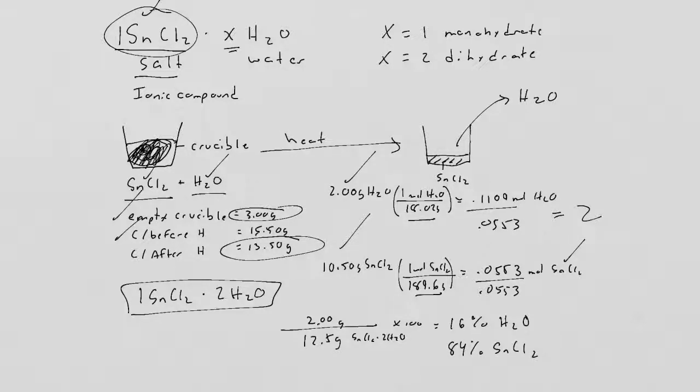So you have 2 types of problems. One, you can determine the empirical formula. Just make sure you understand what you have in your data. You have an empty crucible. You have the crucible with the salt and the water. You have the crucible that's now missing the water. So you need to know how to use those numbers to figure out what you have. So you have to make sure the numbers correspond to ideas. All right, that's how you do hydrates.